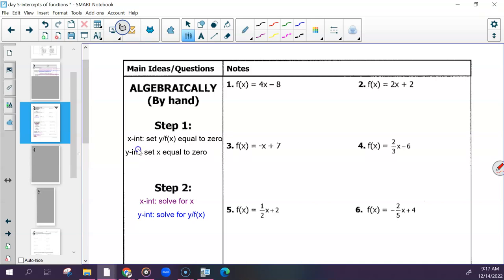So for the x, what we're going to do is take our y or f of x and set that equal to 0. Since we know y has to be 0 for our x-intercept, if you want to change it first, you can. So you know what we're putting it into. That says y equals, and then the rest of that. X-intercept, our y has to be 0, so I'm going to change that to 0 equals. And then I'm going to solve for x. So I would solve by doing what?